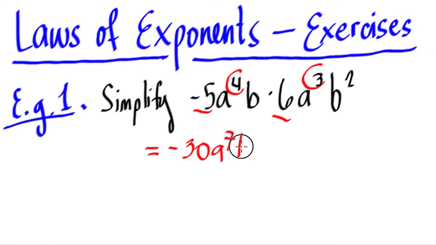And then what we have is b. We have the same base, b raised to 1 and b raised to 2. That's going to be b cubed. So our answer for number 1 is negative 30, a raised to 7, b cubed.